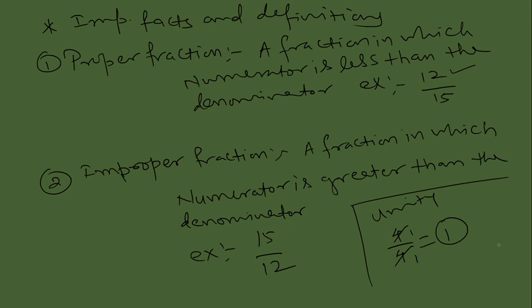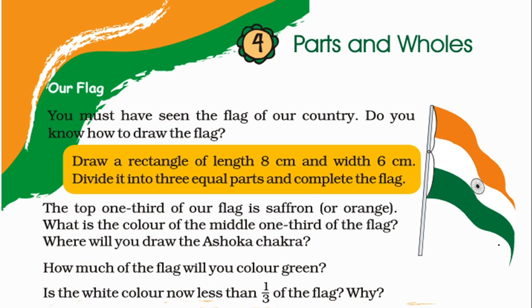Now we turn toward a few textbook questions. How do we solve it? The first one, look here. This is the fourth chapter, Our Flag. First I read it. You must have seen the flag of our country. Do you know how to draw the flag? Draw a rectangle of length 8 cm and width 6 cm. Divide it into 3 equal parts and complete the flag.